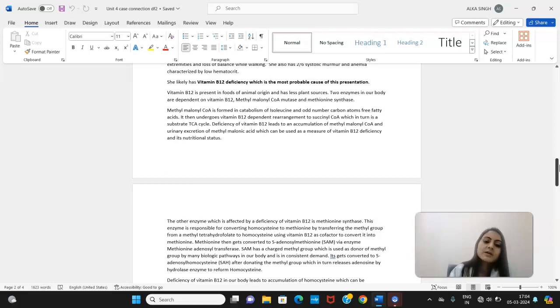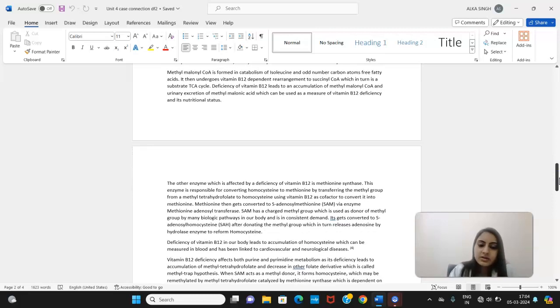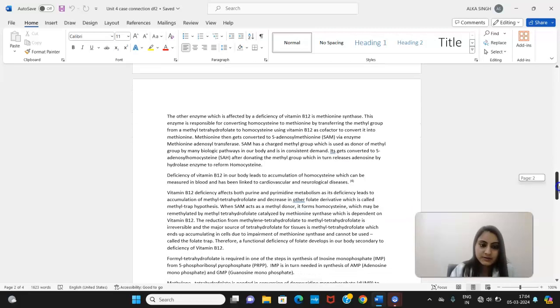Methylmalonyl coenzyme A is formed in the catabolism of isoleucine and odd-numbered carbon atom fatty acids. It then undergoes a vitamin B12 dependent rearrangement to succinyl CoA, which is turned into a substrate for the TCA cycle. Deficiency of B12 leads to an accumulation of methylmalonyl CoA and urinary excretion of methylmalonic acid, which can be used as a measure of vitamin B12 deficiency and nutritional status.